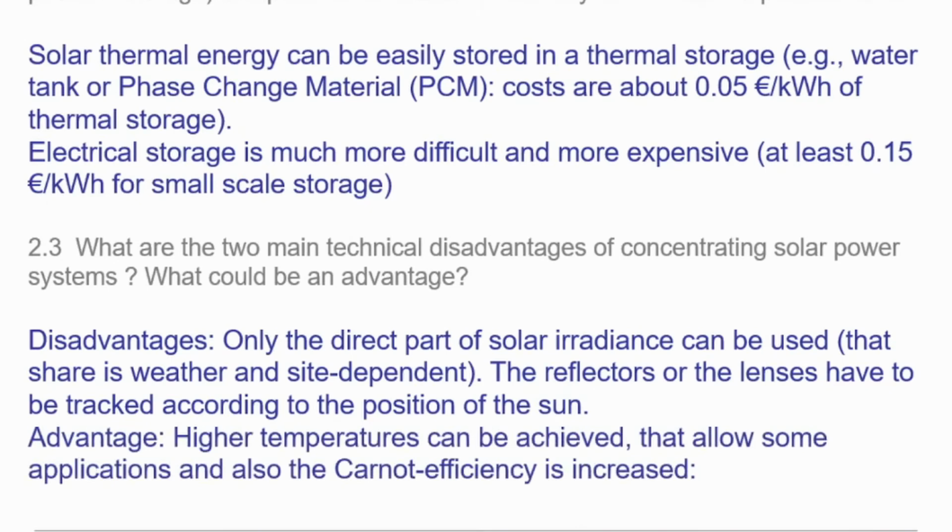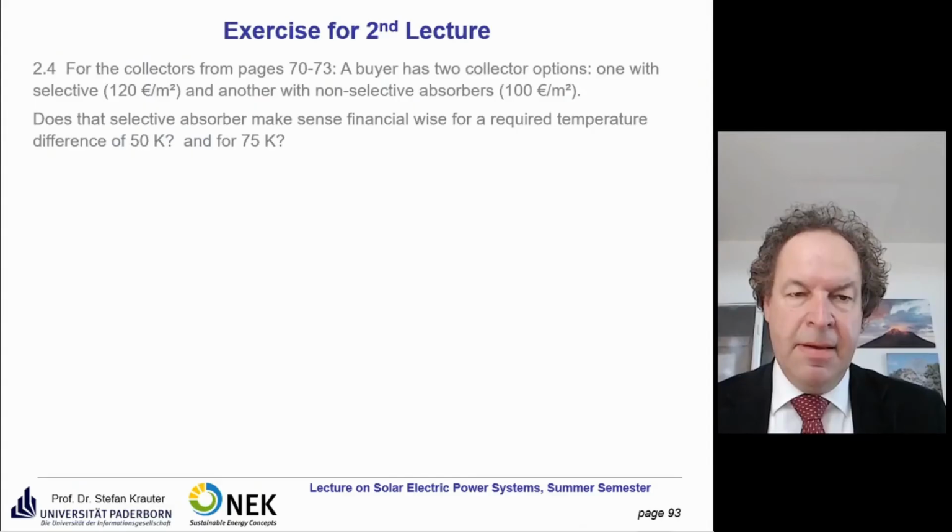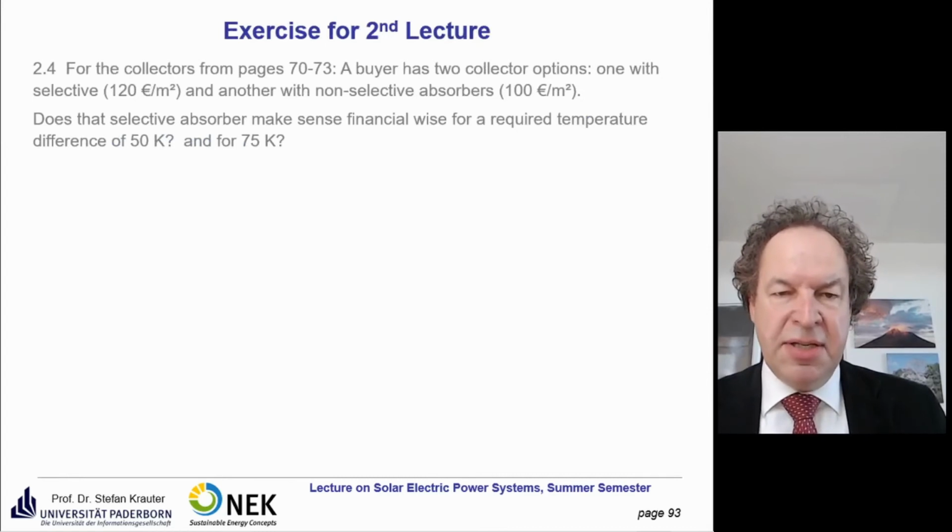An advantage is that higher temperatures can be achieved, which allow some applications, and the so-called Carnot efficiency is highly dependent on the temperature difference. If you have a high temperature difference, then you have a high conversion efficiency. This is the Carnot efficiency, if you know it from thermodynamics, or if you listen to my lecture on Energietechnik, we discussed it a lot. It's 1 minus T ambient divided by T output of the system. So now we do some calculations about investment.